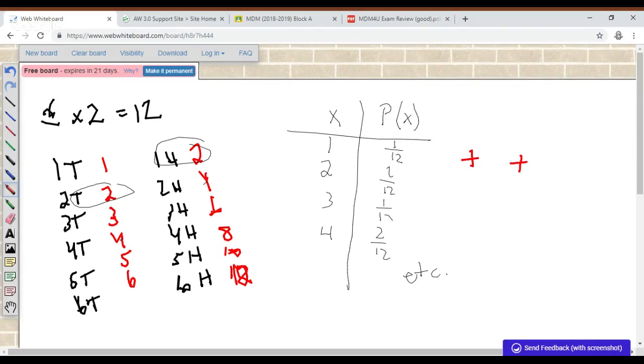Will you ever be forced to use a tree diagram? You could be. There should be some questions where there's simply no other way.